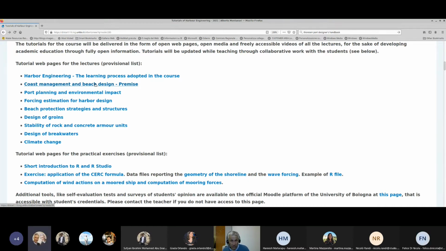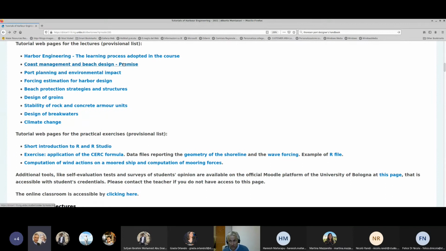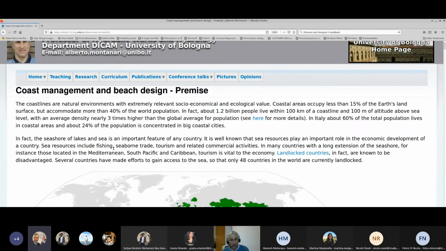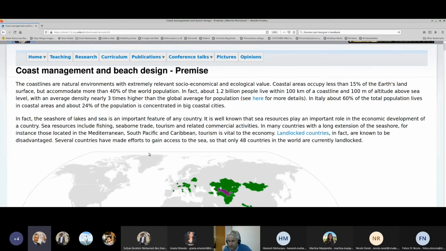We are talking of harbors, of ports, but ports are located into the coast and therefore are an essential element of coast management. This is a premise about the value of coast, the value of the resources that are offered by the sea, by the maritime environment. First of all, let me say one essential information.